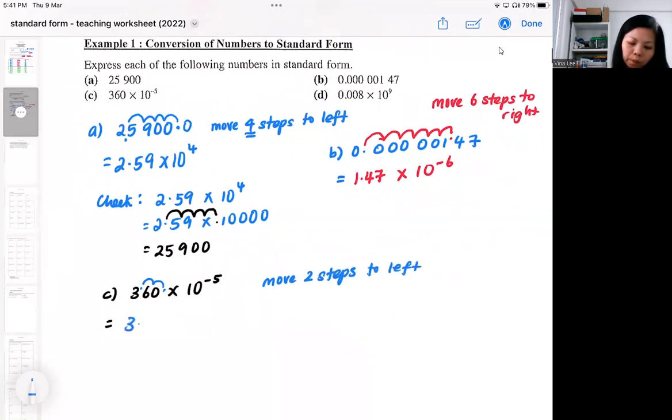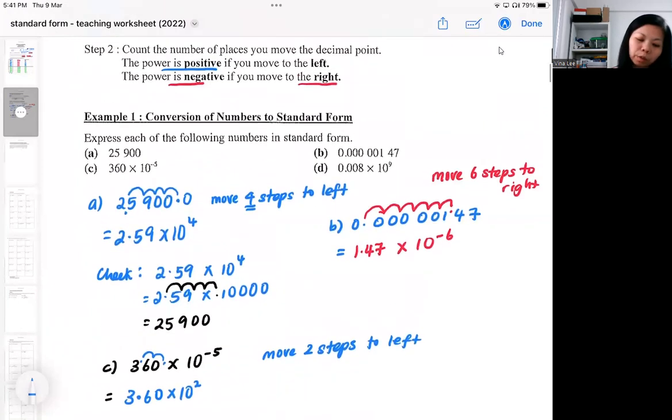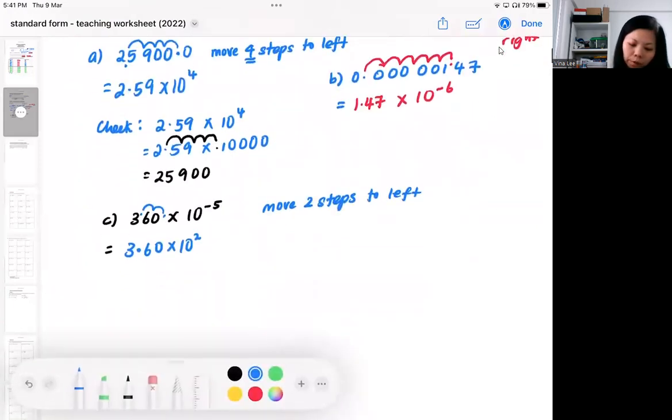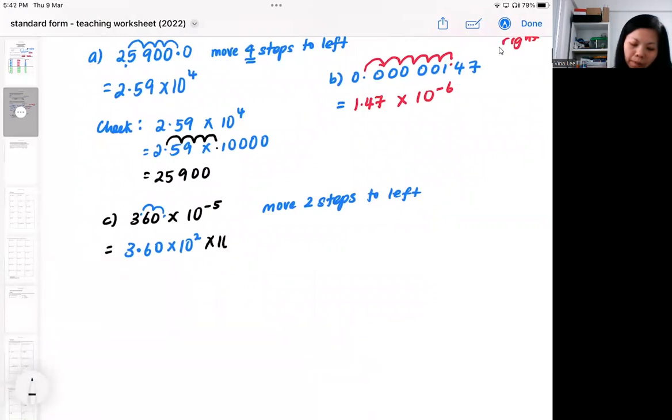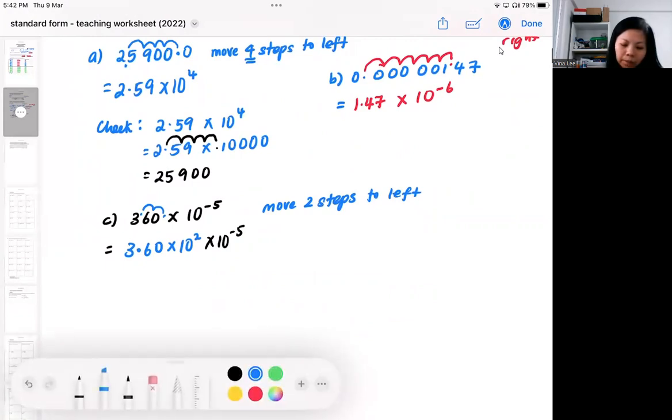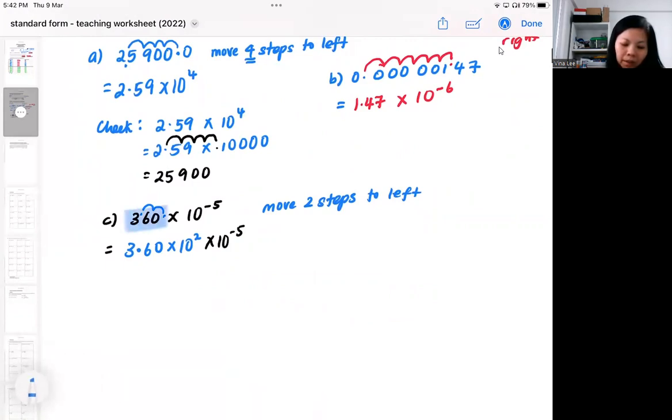And you get 3.60. So you move 2 steps to the left, you get 3.60 times 10 to the power of 2. The power is positive because you are moving to the left. And then don't forget the original 10 to the power -5. Whatever I'm doing here, I'm just doing it for 360. So in a way, 360 is 3.60 times 10 squared.